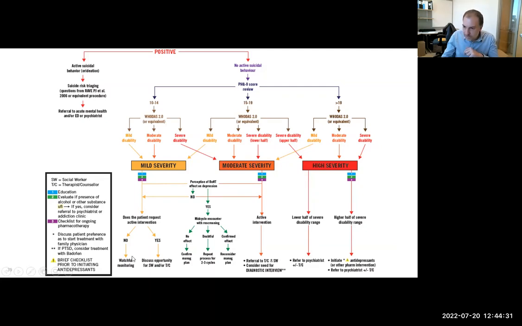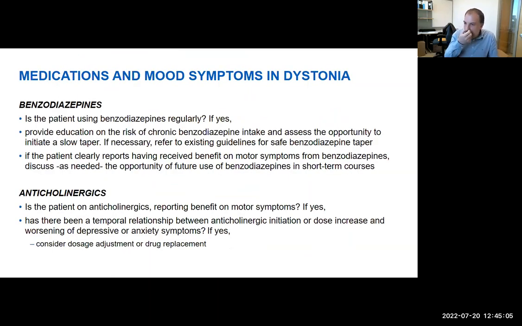One of the aspects that are part of this bundle of care is to always apply a checklist for ongoing pharmacotherapy to understand if there is any relevant interaction or association between depressive and anxiety symptoms and specific pharmacological classes, drug classes that are used relatively frequently in people with dystonia. And this is what I'm going to focus on in the last few slides of my presentation. Starting from benzodiazepines.